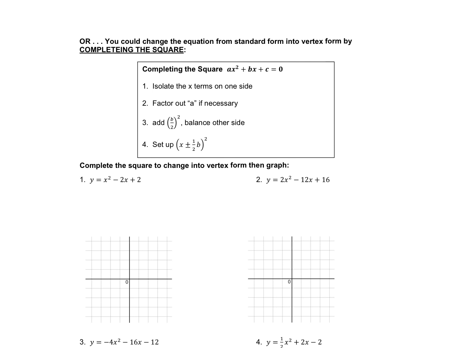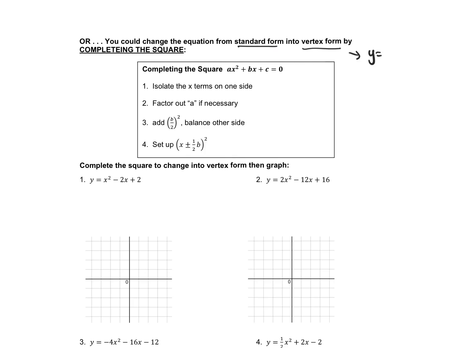Okay, so this is actually just 1.4 on completing the square. So I wanted to make sure to go over that with everybody. What we're going to do is change the equation from standard form to vertex form. Remember, vertex form looks like this.